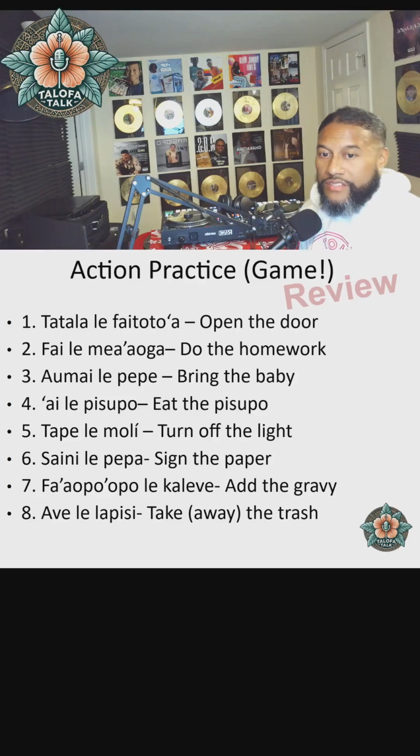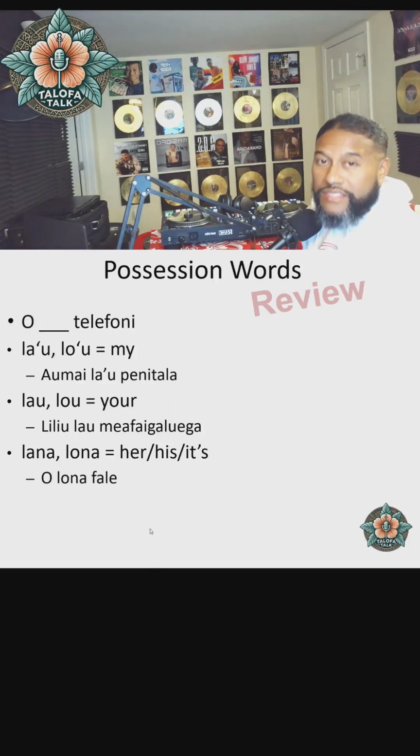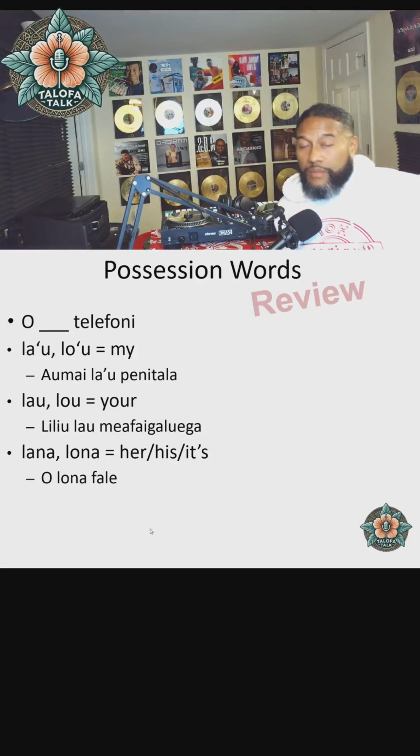All right. So the next one is possession words. Remember we talked about la'u and lo'u. Both of those mean my, right? The difference is the A class and the O class. And again, we're not going to talk about the difference too much.